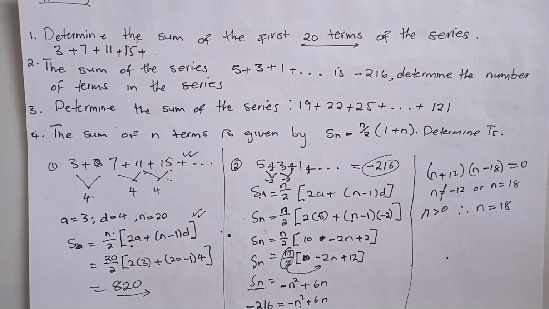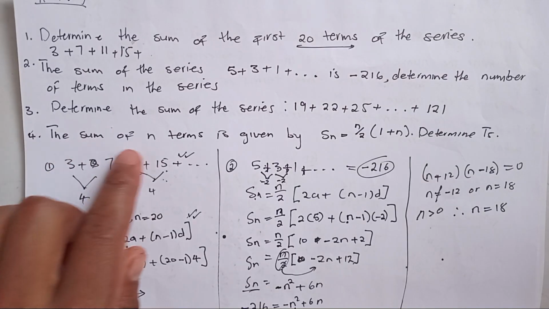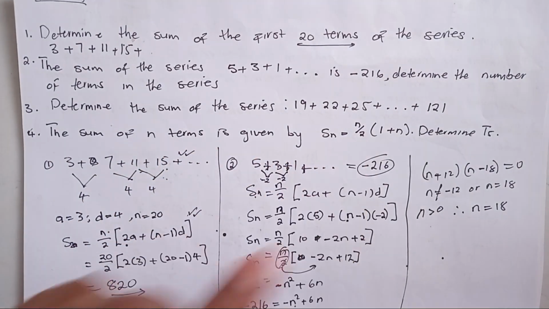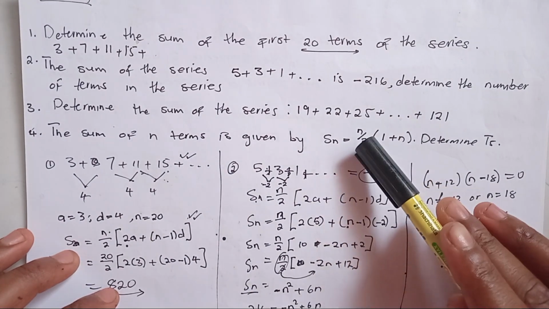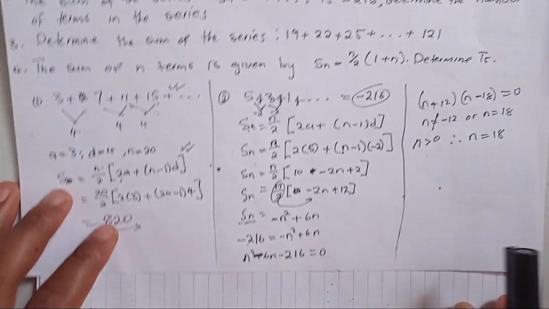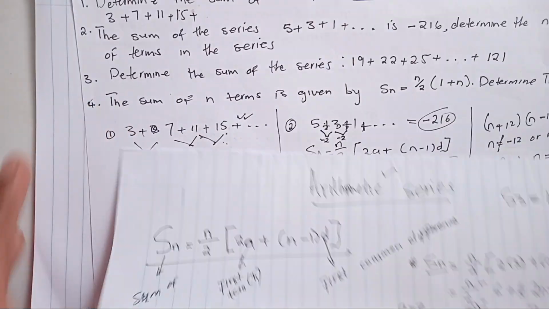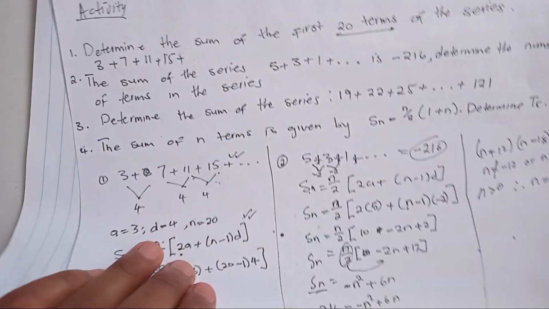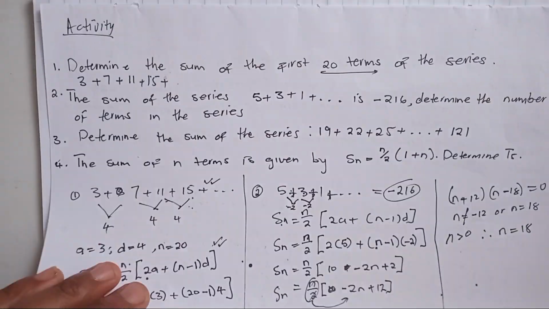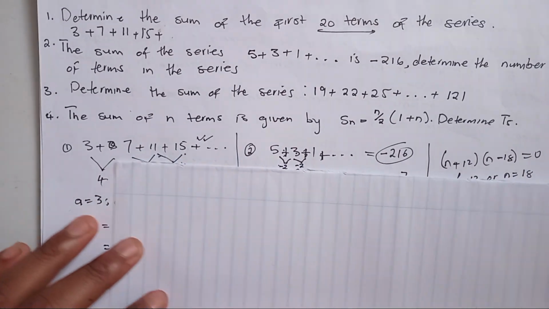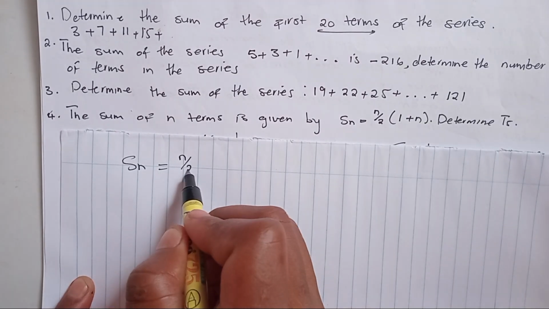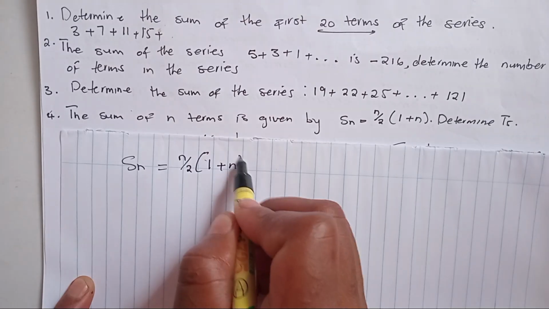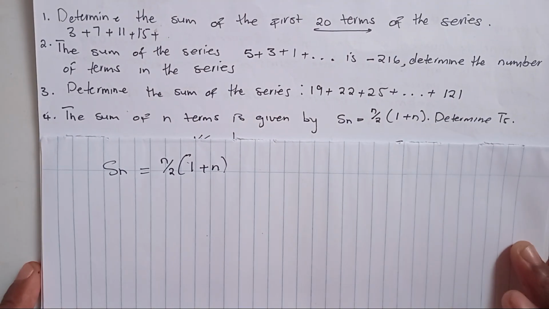They say determine the sum of the series. Oh, we already worked on this one. They say the sum of the nth term is given by this formula. Determine T5. Very interesting question that we are going to look at. So the question said the sum of n terms is given by n over 2 into 1 plus n. And then they're looking for T5.